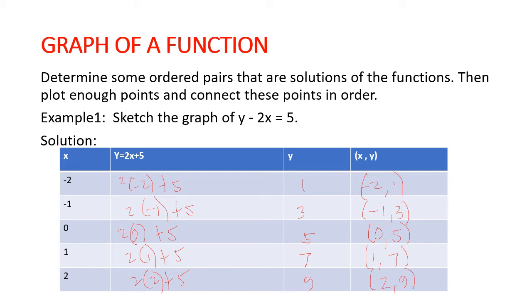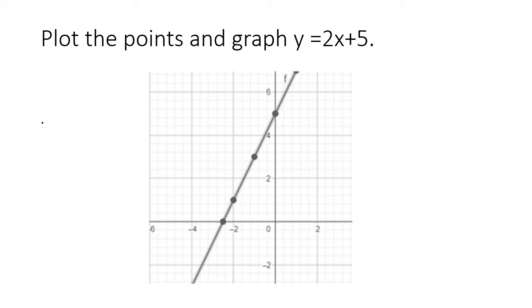So these are the values of x and y in order to graph the curve y minus 2x equals 5. So we'll proceed to the graph, plotting the points we have solved in the table.